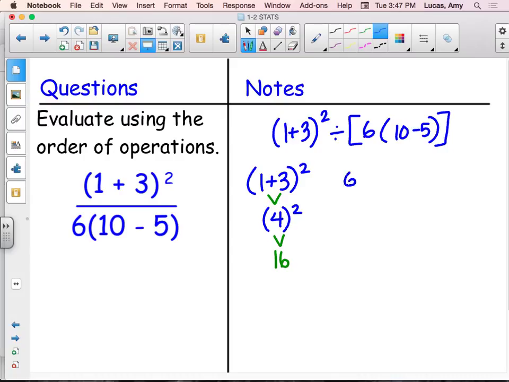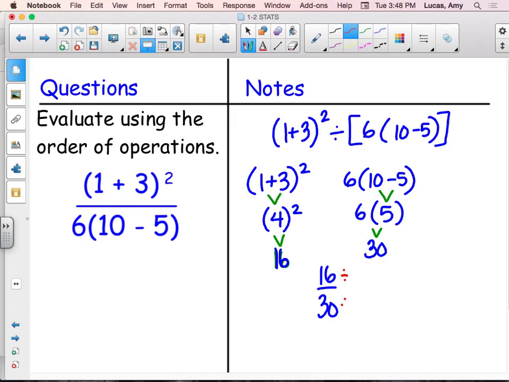Now I'm going to work separately on my denominator over here. My denominator also has parentheses. 10 minus 5 is 5. 6 times 5 is 30. So now I can put it back together, and my fraction is 16/30ths. That fraction is going to reduce. I can divide by 2 in the numerator and denominator, and my simplified answer is 8/15.